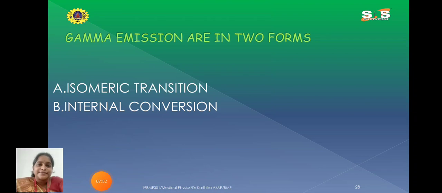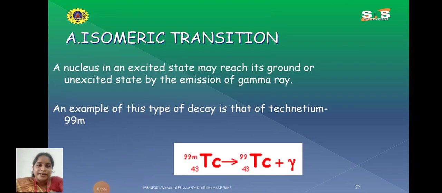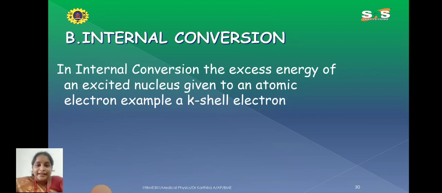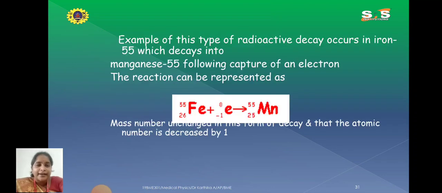Okay. In isomeric transition, a nucleus in an excited state may reach its ground or unexcited state by the emission of a gamma ray. Here we have an example. An example of this type of decay is that of technetium 99m. And here we have internal conversion. In internal conversion, the excess energy of an excited nucleus is given to an atomic electron, for example a K-shell electron.